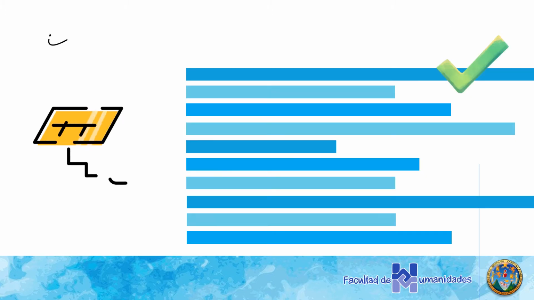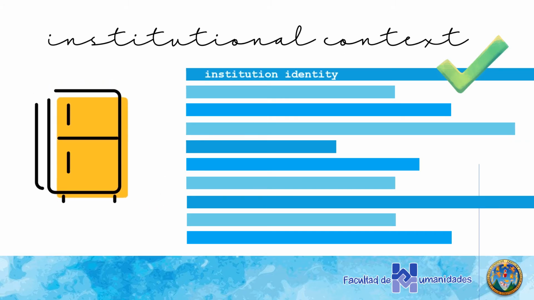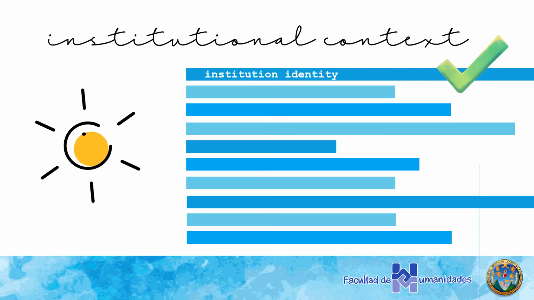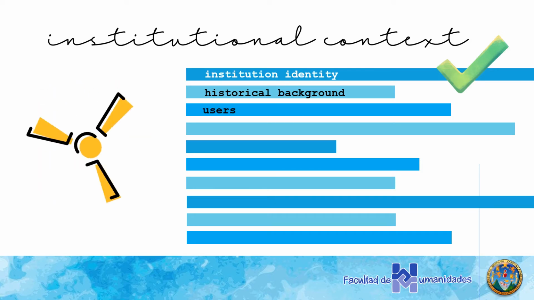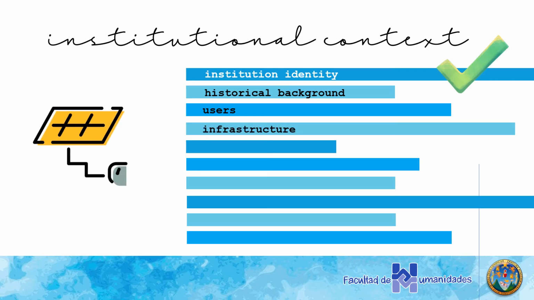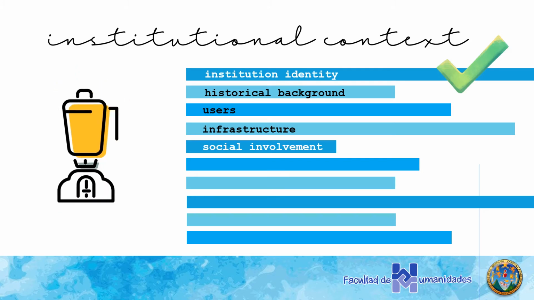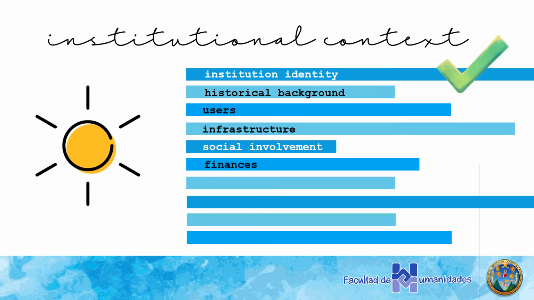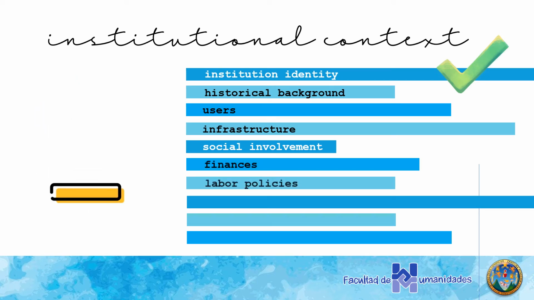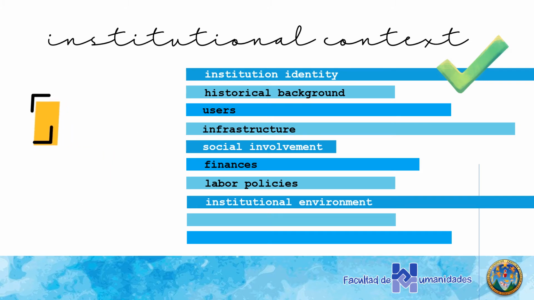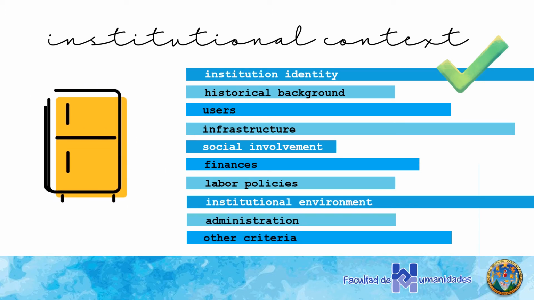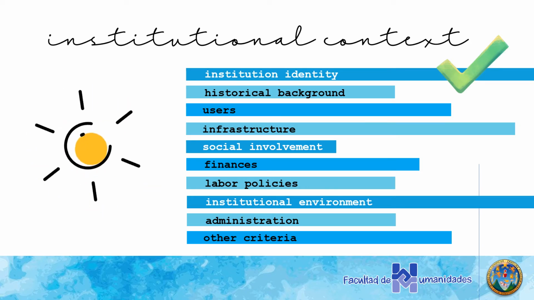In case you were focused on an institution, the aspects must be institution identity, like characteristics of its nature, character, and purpose, historical background, the chronological presentation from its foundation until today, users, people who work there or have access there, infrastructure, description of the place, including all details, social involvement, determination of how involved the institution is with the development of the community, finances, comprehension of the economical flow of the company, labor policies, definition of the procedures for the hiring of people, administration, all the processes and human resources involved in the operation of the company, institutional environment, interpersonal communication, attitudes, values, beliefs, among other aspects, and finally, other criteria. Other than the previous ones, depending on the nature of the institution, something like logistics or technology.